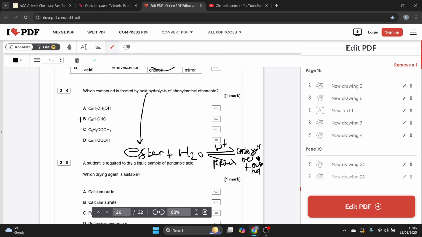So I can already eliminate B because that's an aldehyde. I can already eliminate C because that's a ketone. We're not going to form those. Perfect. So I'm left with A and D. Well, A is an alcohol, D is a carboxylic acid, right? So which one is it going to be? Well, it's obviously going to be C6H5, but it's not going to be COOH. It's going to be CH2OH. Phenyl methyl ethanoate, yeah.